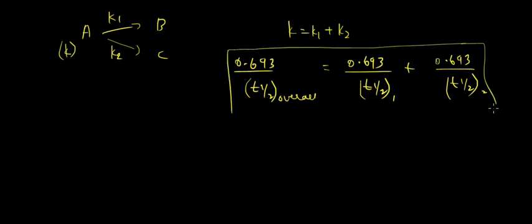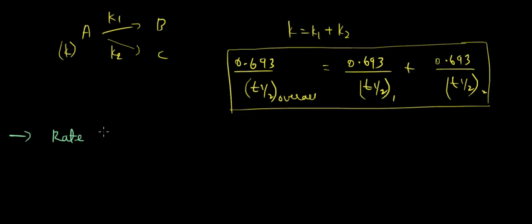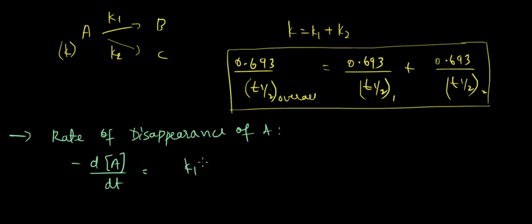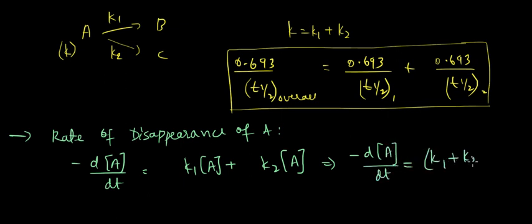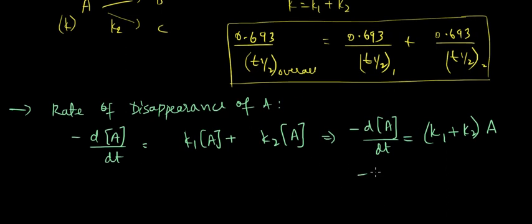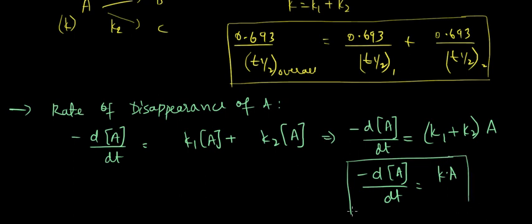Okay, now let us see what is the net rate of disappearance of A. Rate of disappearance of A, so it would be minus dA by dt would be equal to K1 times A plus K2 times A, or we can write that minus dA by dt would be equal to K1 plus K2 times A. Okay, and from here we can write that minus dA by dt would be equal to K times A. So K is the overall rate constant for the two reactions, meaning two parallel reactions.